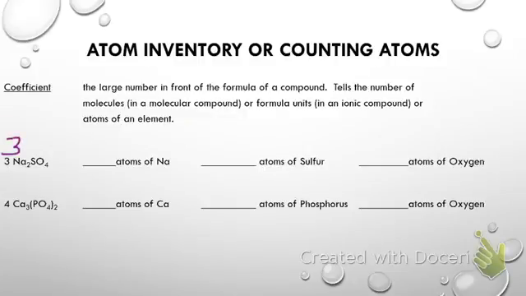Okay, that should have a 3 right there. So when I do this, that means I have 3 atoms of sodium. How many atoms of sulfur would I have? Oh, no, just kidding, I have 6. I have 6 atoms of sodium, 3 atoms of sulfur, and how many atoms of oxygen would I have? 12. Now you're getting the hang of it.